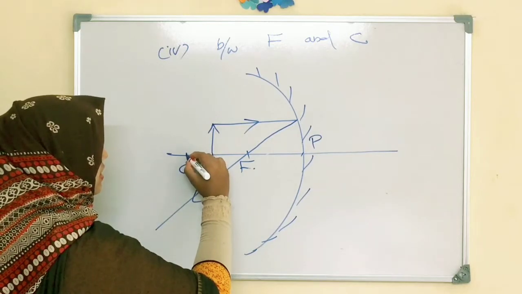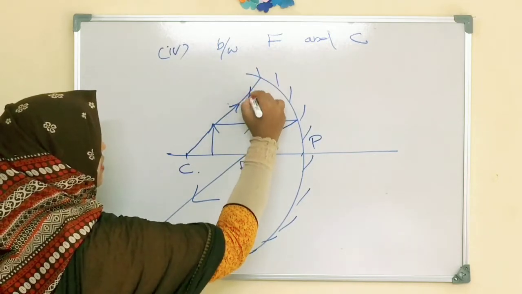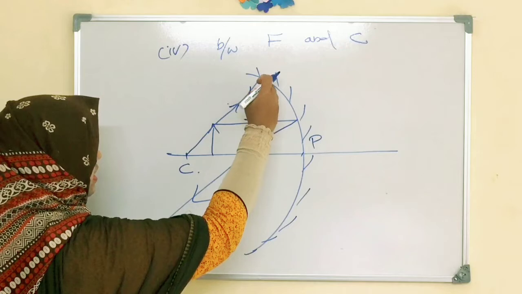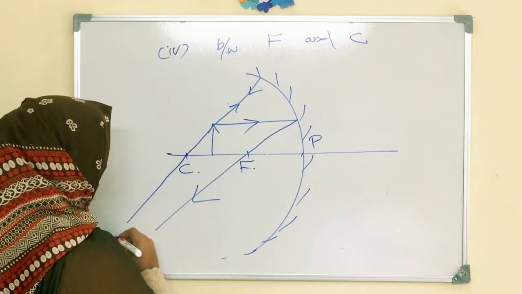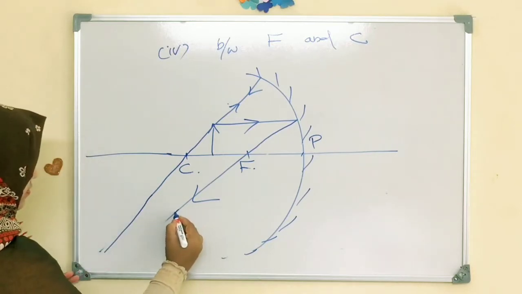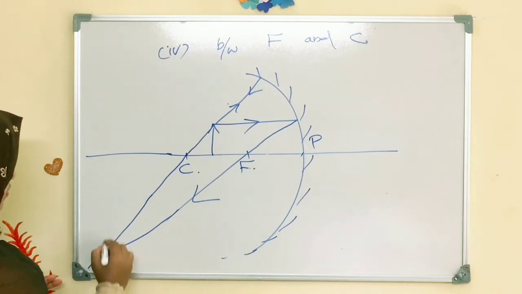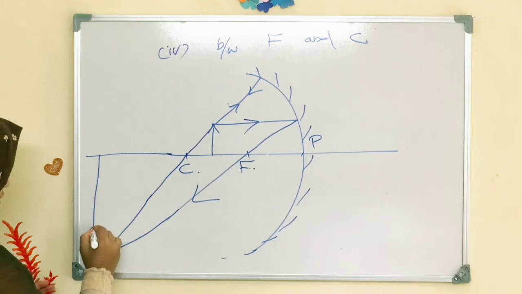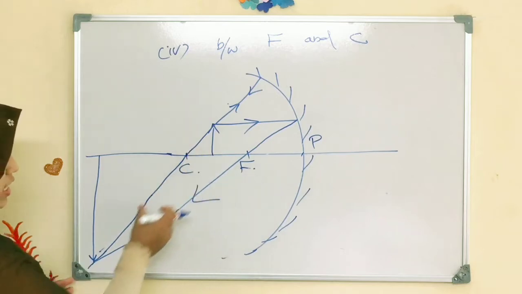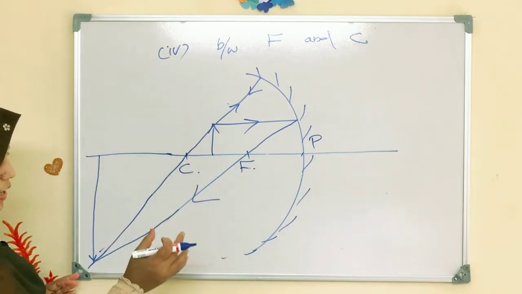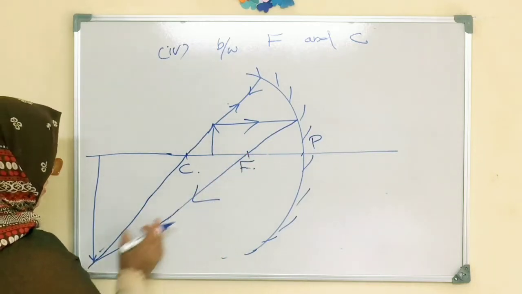Next we are using the third rule: a ray through the center of curvature retraces after reflection and passes through C itself. Here they are meeting. You should use a scale when you draw this ray diagram. You should use a pencil and scale.